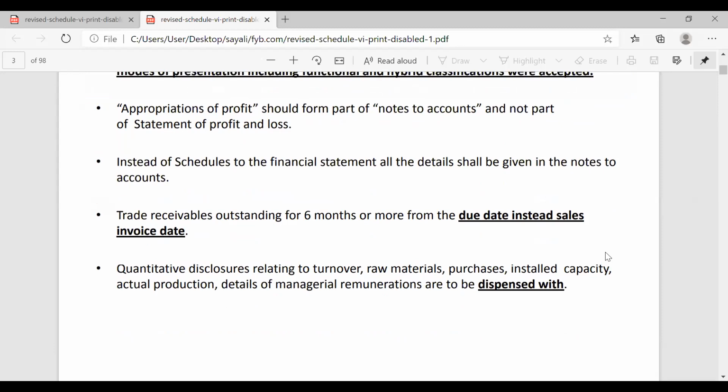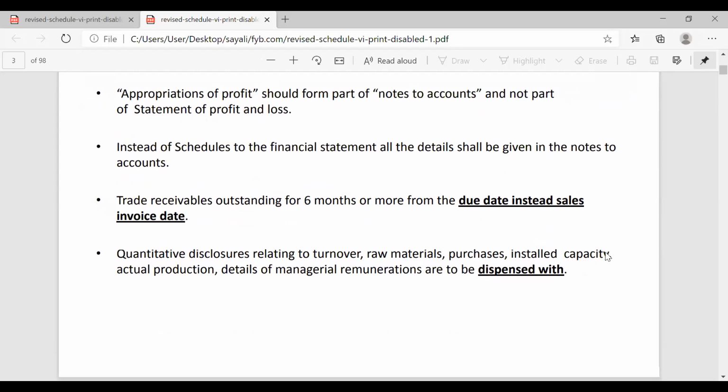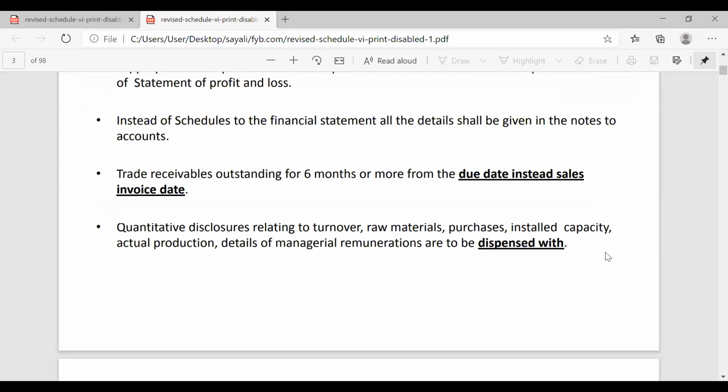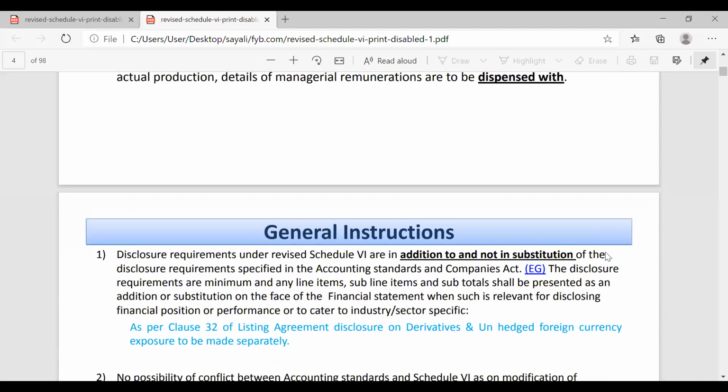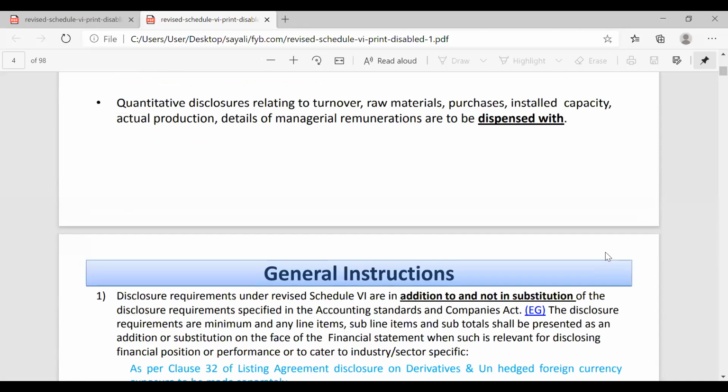So trade receivables outstanding for 6 months or more are counted from the due date instead of the sales invoice date. So the outstanding, whatever is related to the transactions of debtors, is recorded by due date instead of sales invoice date. Quantitative disclosures related to turnover, raw material purchase, installed capacity, actual production, and details of managerial remuneration are to be dispensed with. Dispensed with means recorded under various aspects or different heads.